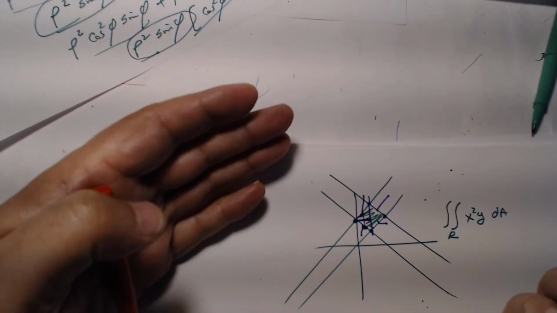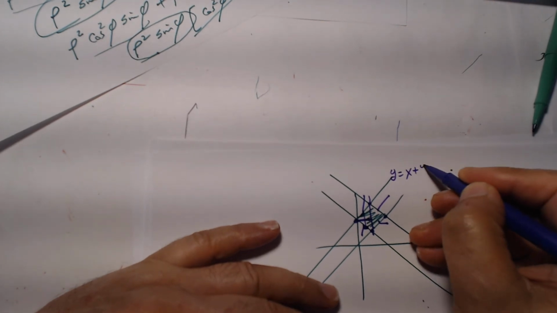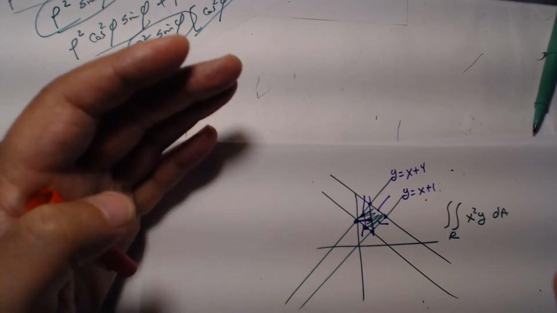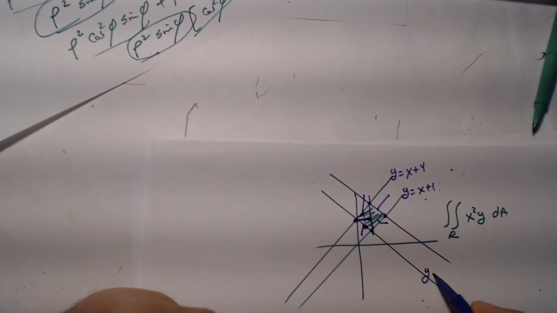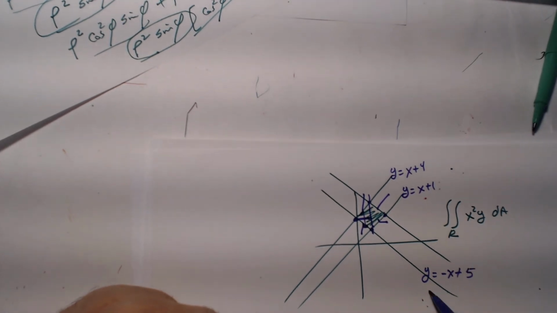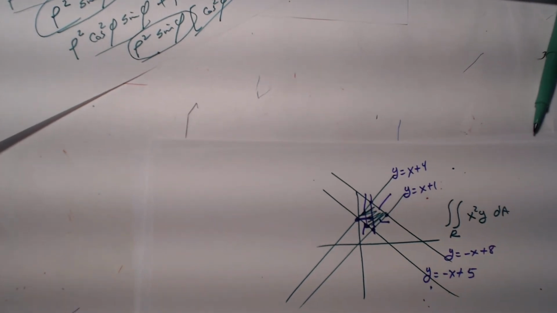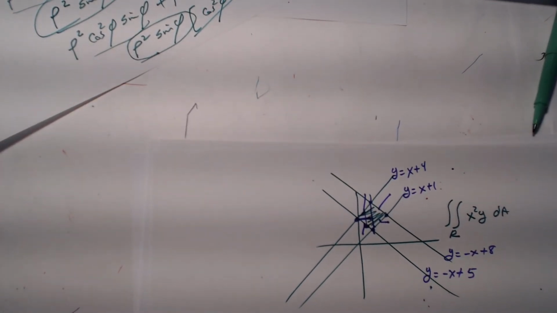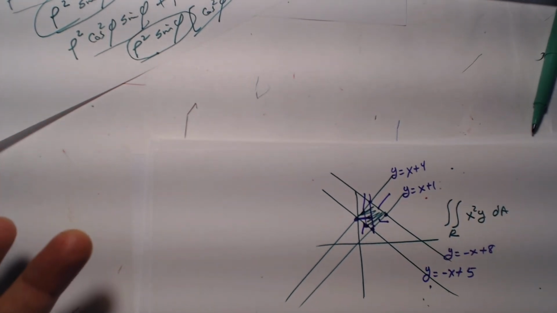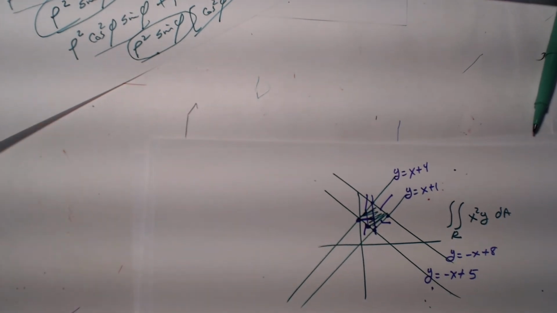Let me make some example for those. This is a rising line. I'm going to say y equal to x plus 4. And I'm saying these are parallel lines, y equal to x plus 1. But these are falling lines, y equal to, I'm going to make it easy, negative x plus 5. And the other one, I'm going to put y equal to negative x plus 8. I'm going to let you know how easy I'm going to do that integral instead of that region. Look at how I'm going to change variable.